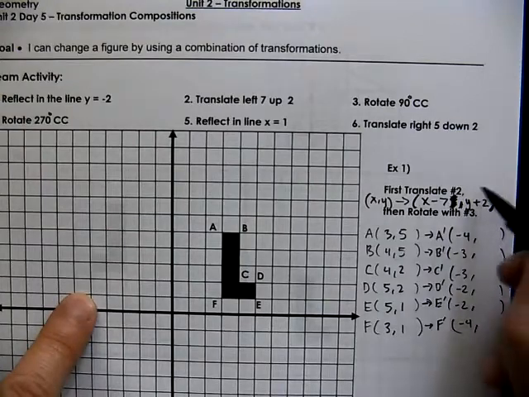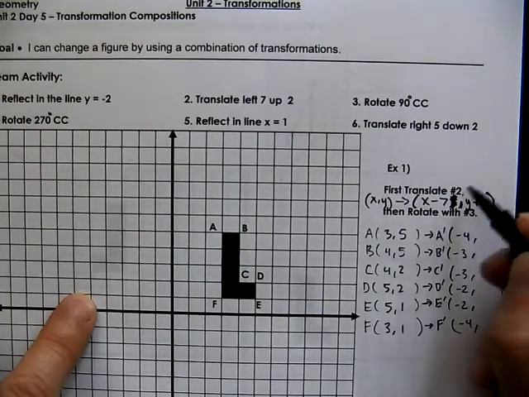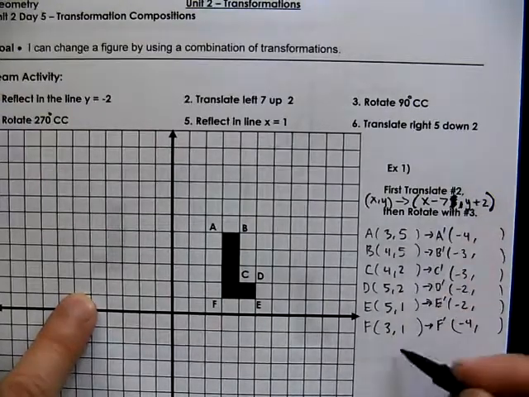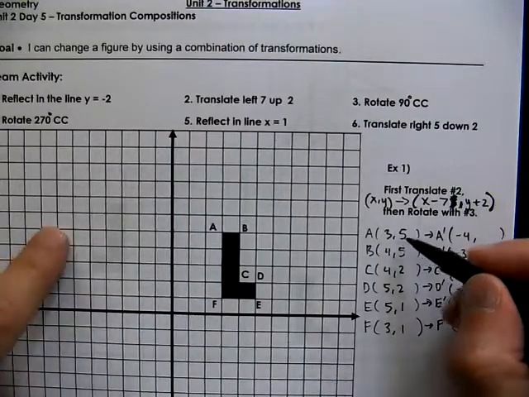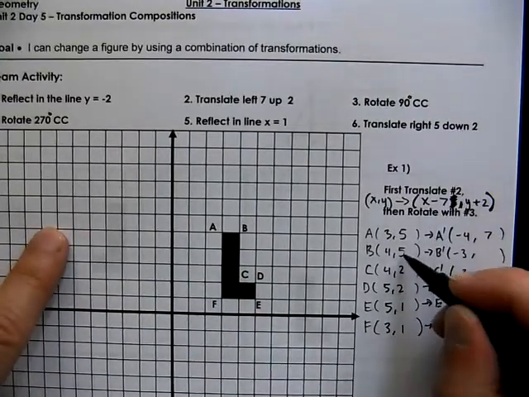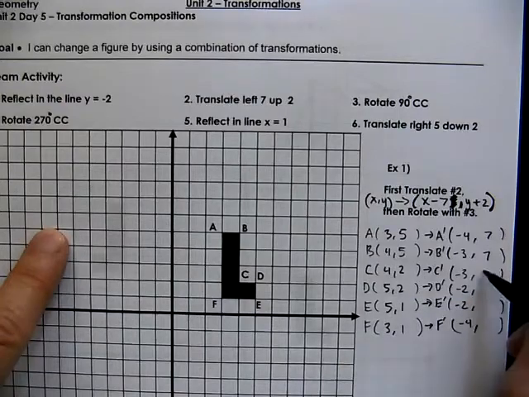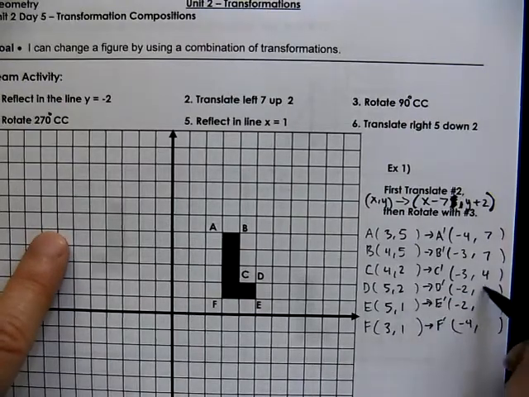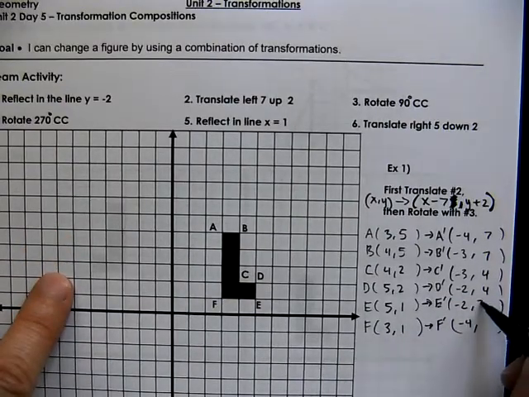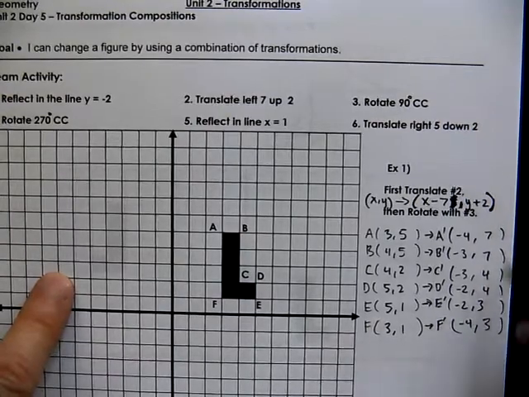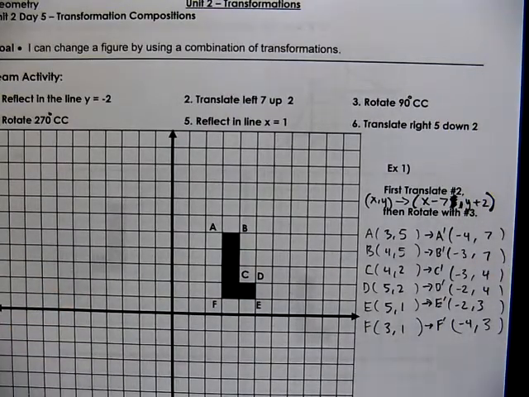Now for the y-coordinates, we're going to go up 2. So we're adding 2 to the y value. So let's go down the column. Here we have a y-coordinate of 5. So 5 plus 2 is 7. 5 plus 2 is 7. 2 plus 2 is 4. 2 plus 2 is 4. 1 plus 2 is 3. And 1 plus 2 is 3. That's the result of the translation.